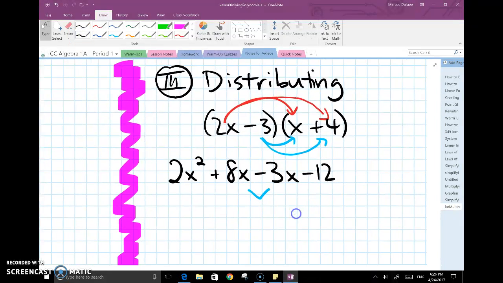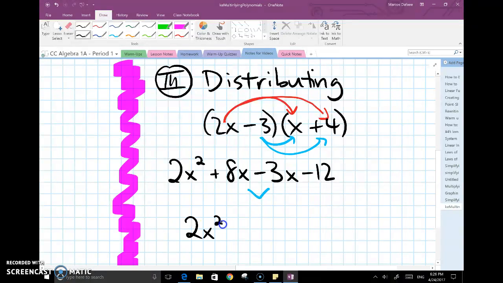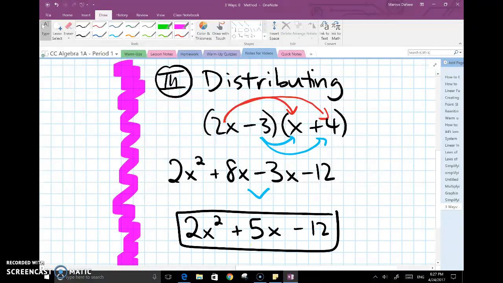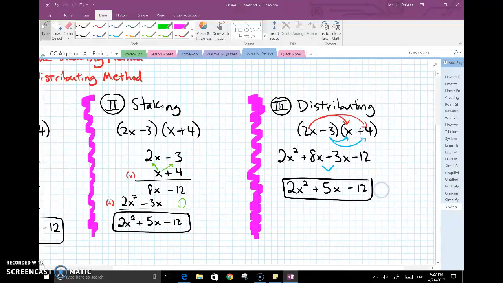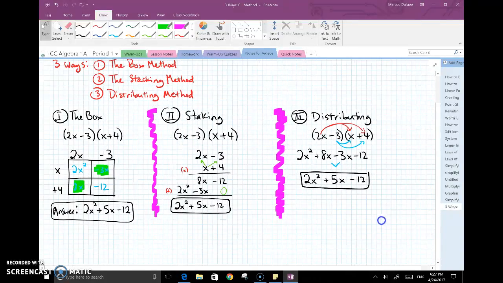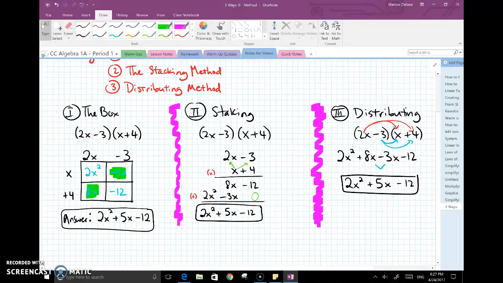So what I get as a final answer would be 2x to the second power, followed by a plus 5x, followed by a negative 12, and just like the last two times, I get the same result. If I zoom out here, you can see the end result is exactly the same, but the way to get there is different by these different methods. I hope this video helped you to understand better the box, the stacking, and the distributing method. Typically, students like to stick to one method over the other, but knowing all methods is perhaps the best so that if you get stuck with one, you can easily switch to the other to help you out.